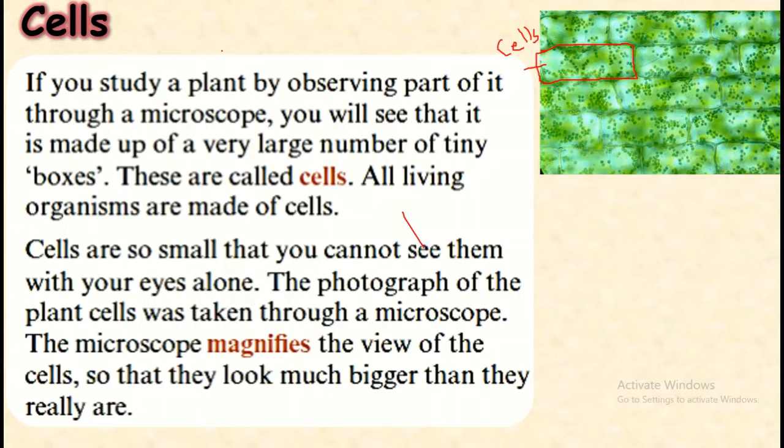Now what does a microscope do? When you put a part of a plant in a microscope, it magnifies that, meaning it makes that part bigger and bigger and bigger. So at the final stage you will be able to see box-like structures in the microscope, and these box-like structures are known as plant cells.